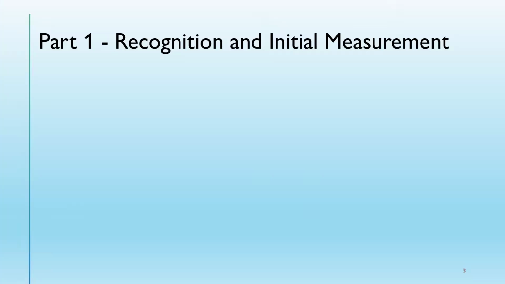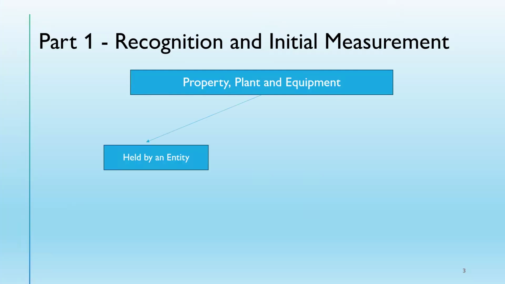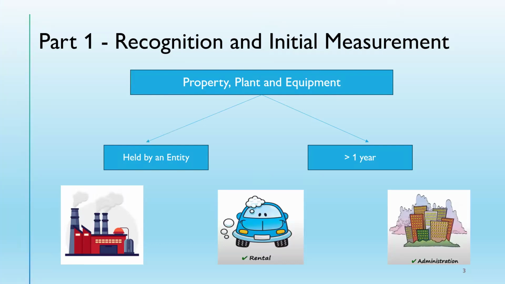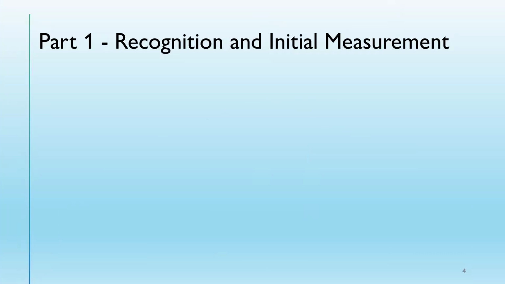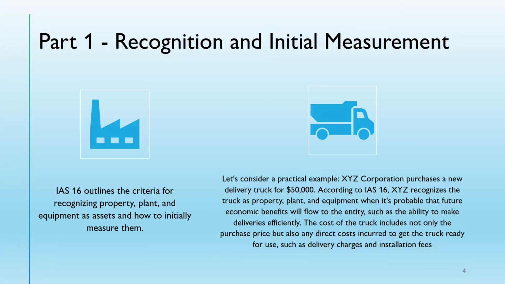Let's move forward. Part 1, Recognition and Initial Measurement. The basic features of property, plant, and equipment are that it's held by an entity and it's held for more than 1 year. It can be either a factory building, an asset given on rent, or any administration building or block. IAS 16 outlines the criteria for recognizing property, plant, and equipment as assets and how to initially measure them.